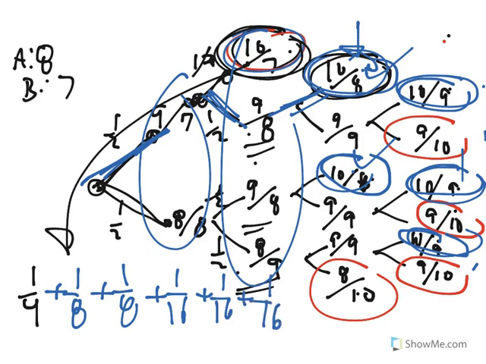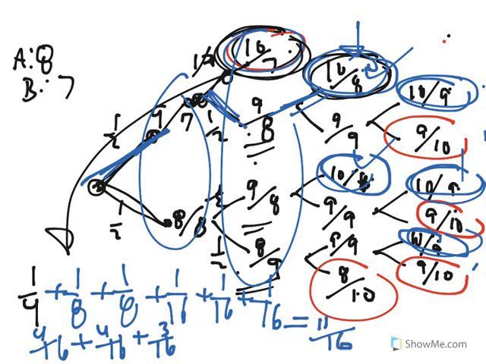And when I add these things all together, I get 4/16 plus, this is 2/8, so it's another 4/16, plus 3/16, which is 11/16, which means that's A's chance of winning this game, whereas B's is only the rest, which is 5/16.